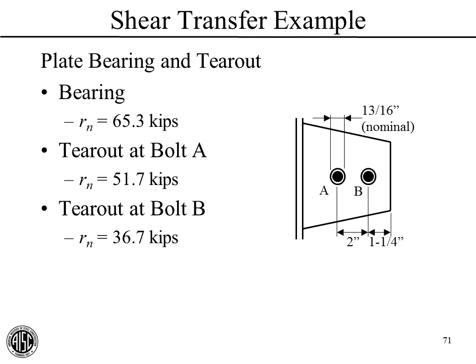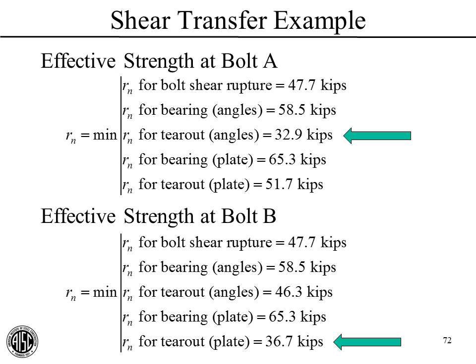Okay, moving to plate bearing tear out, same calculation, so I'll just give us the answer. For bearing, it's the same at each bolt, 65.3 kips. We have tear out at bolt A, it's 51.7, and it's tearing out this way now. And tear out at bolt B, 36.7, that's tearing out the end of the plate there. Okay, so we gather all these up.